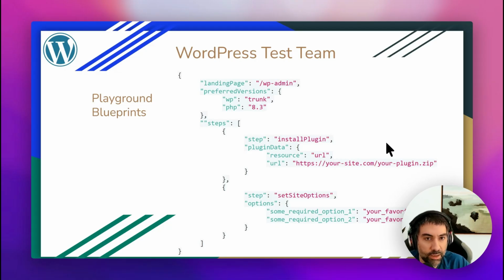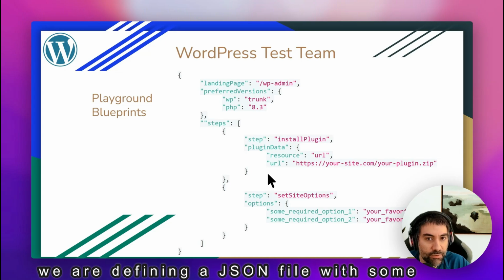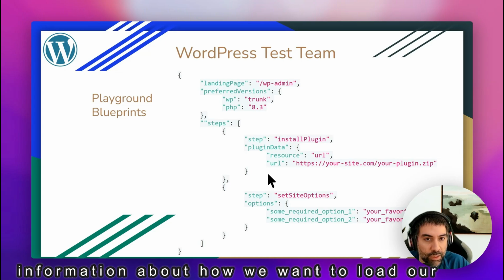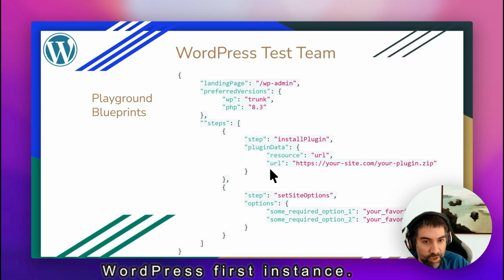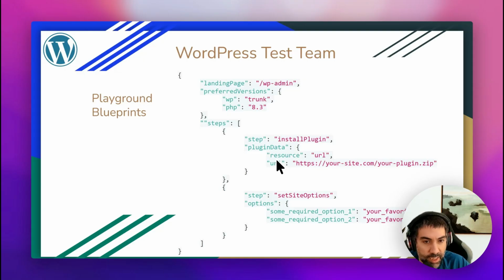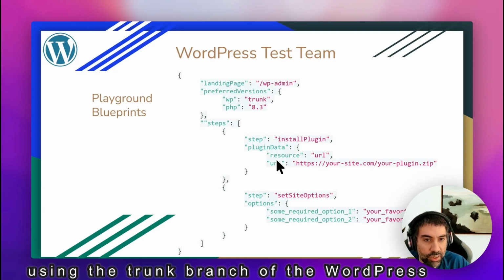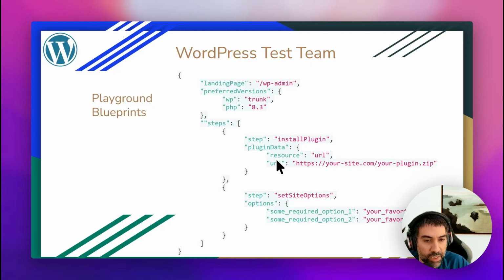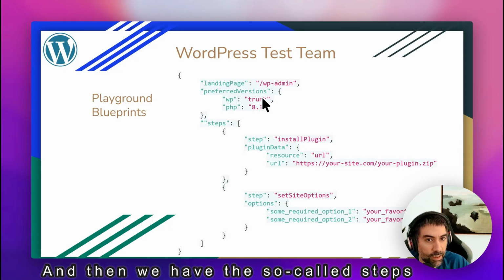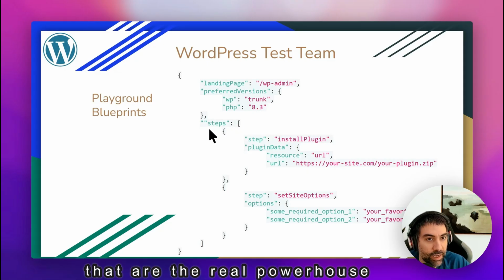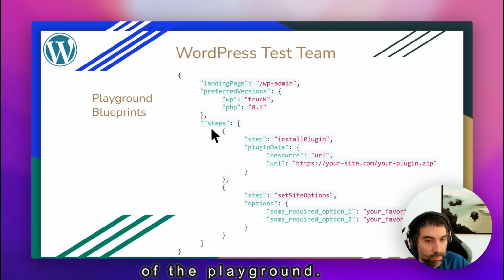As we can see here, we are defining a JSON file with some information about how we want to load our fresh WordPress instance. In this case, we are saying that we want to load the admin page first, using the trunk branch of the WordPress Playground repository and using PHP 8.3. And then we have the so-called steps, which are the real powerhouse of the Playground.